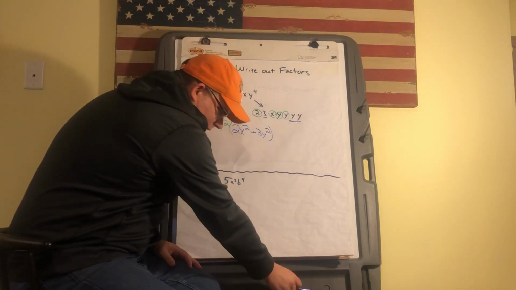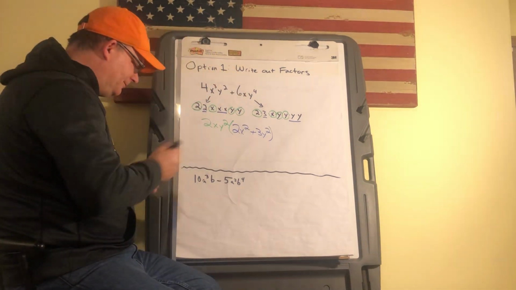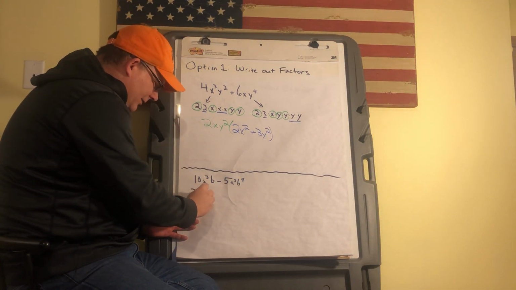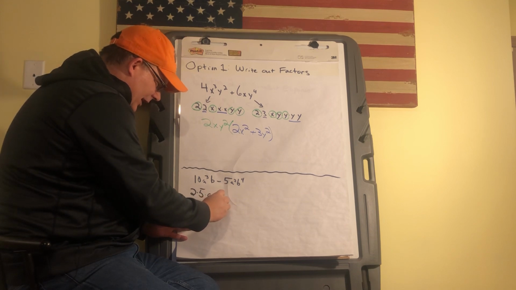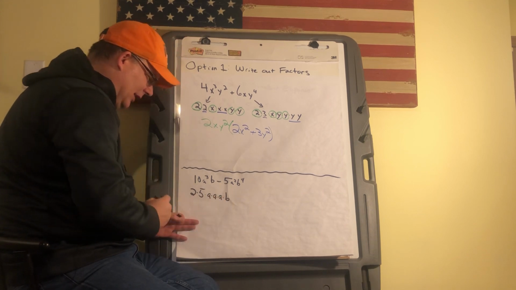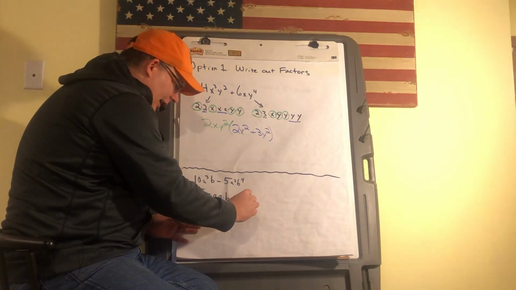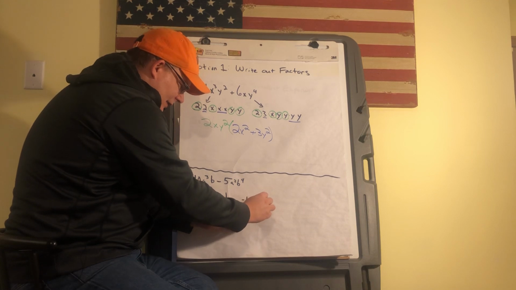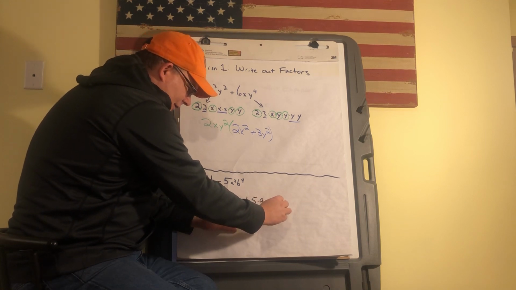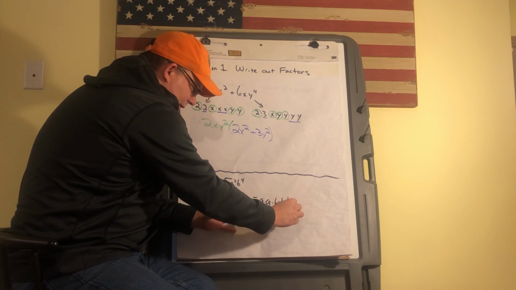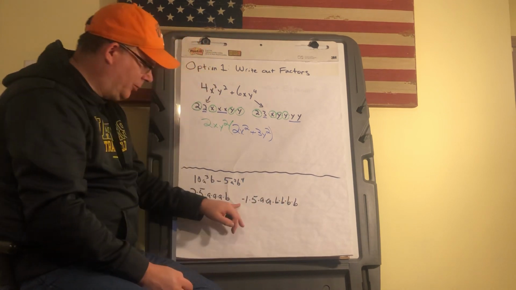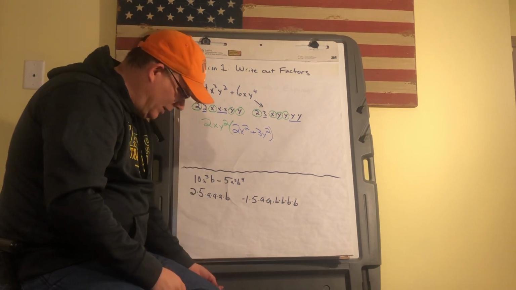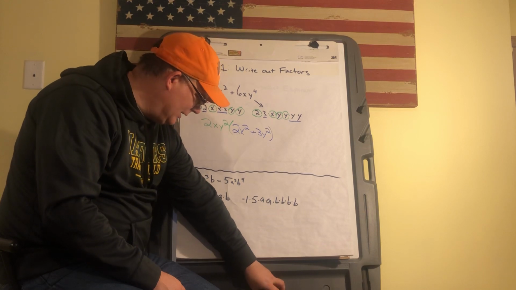If we were to do this second one here, 10a to the third b, so I'd say 2 times 5, a times a times a times b. And then for this other one, see how it says minus 5? I'm going to put negative 1 times 5. This is my style of doing it. It'll make sense when we put everything back together.